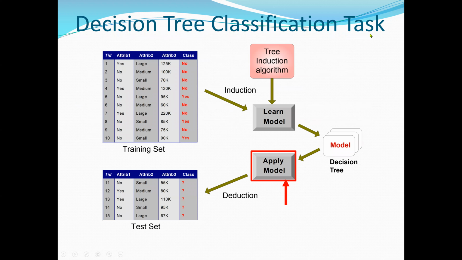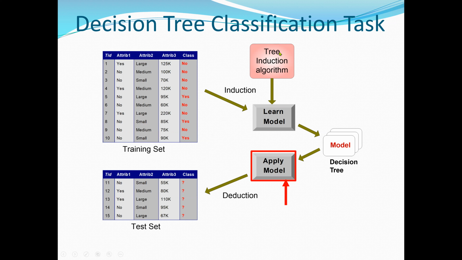Decision tree is a supervised learning algorithm for classification tasks, which means we need training data to build the model. Then we use the test set data to test the model, to see how accurate it is. An example here is a data set, which is the training set, and we are going to use the training set to build our model.